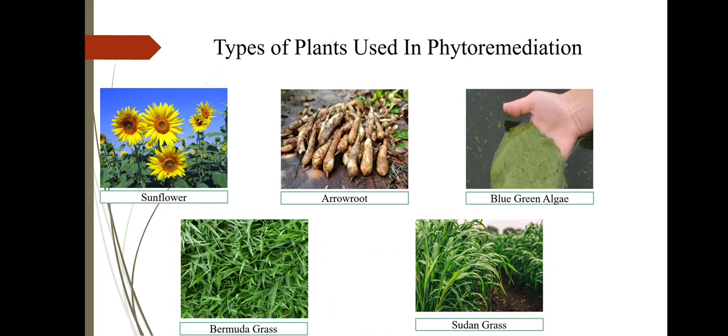Types of plants used in phytoremediation. In phytoremediation, specialized plants or trees can be used. In India, mostly these plants are used, like sunflower, arrowroot, blue-green algae, Bermuda grass, Sudan grass, etc. These plants are used widely in India.